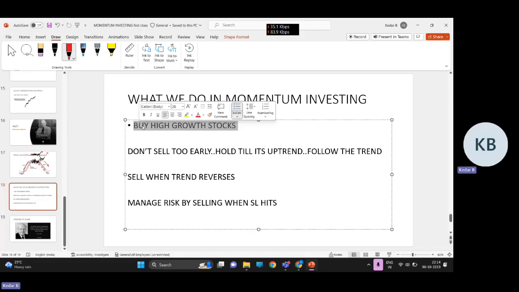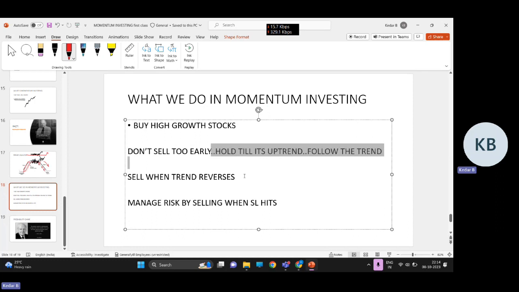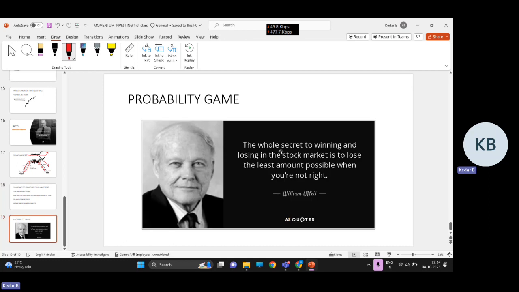Stocks, we don't sell too early. As I showed you, we hold till it's in an uptrend. We follow the trend, and when the trend reverses, we have sell rules. We sell immediately when the trend reverses. And most important of all, we manage risk by selling when the stop loss hits. We don't question it. We don't argue with the markets, because the markets are always right. We are wrong.